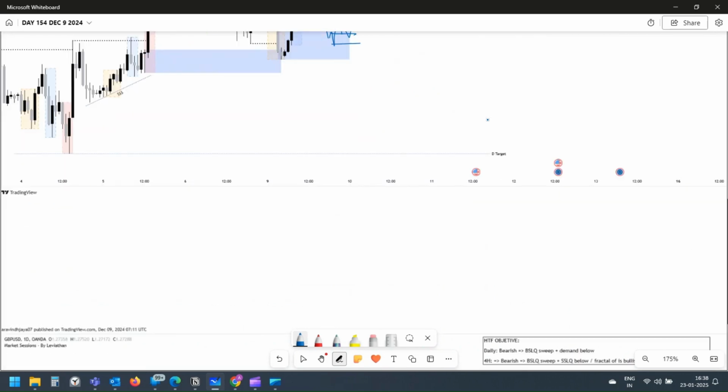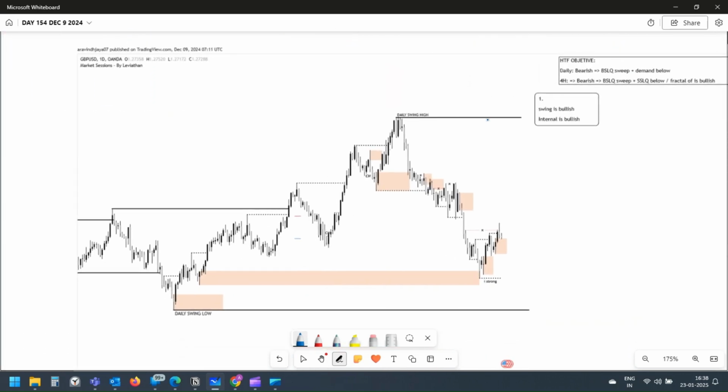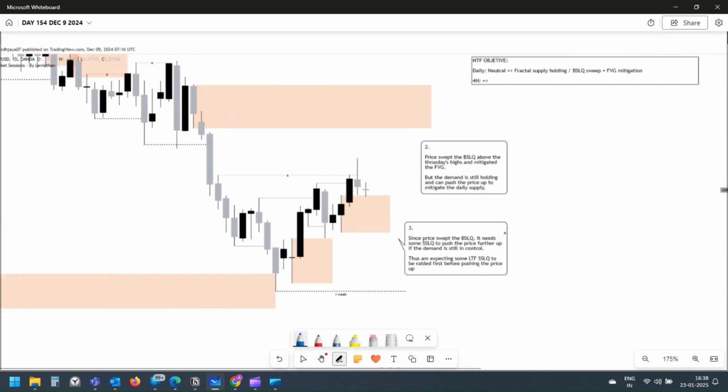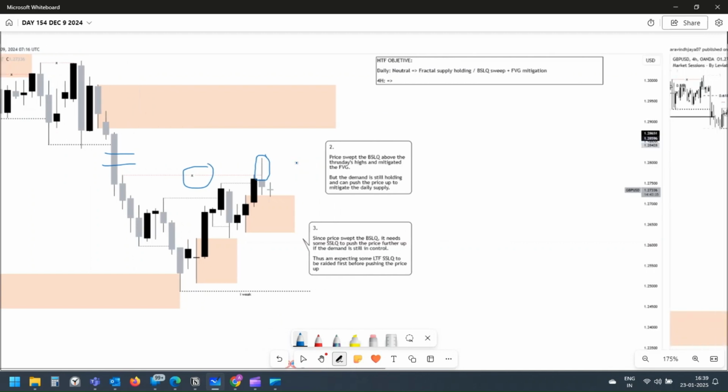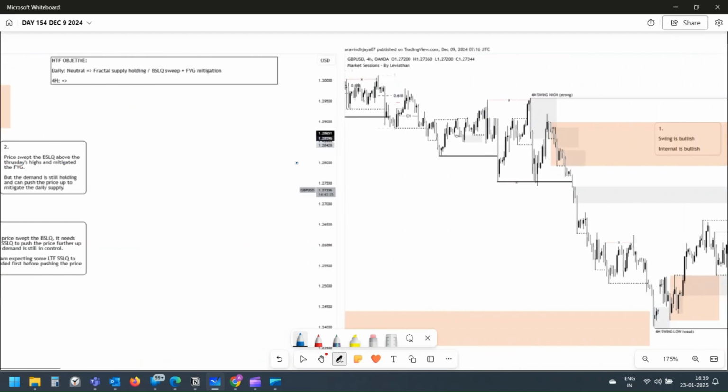So that is a different story for tomorrow. Let's jump into GU for now. In GU, from the daily perspective, the swing structure is bullish, internal is bearish. The price had mitigated into the daily demand, and then it has made a bullish IBOS. If I zoom in, you can see that the price had mitigated into this fair value gap, rejected strongly off this fair value gap and made a buy side liquidation. So now I can expect some sell side liquidity to be taken.